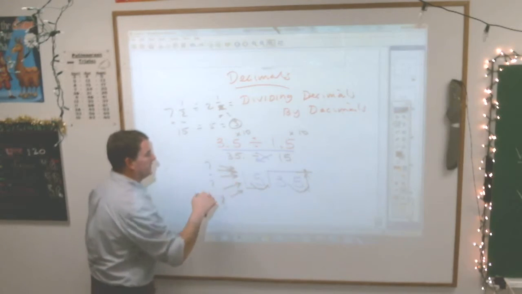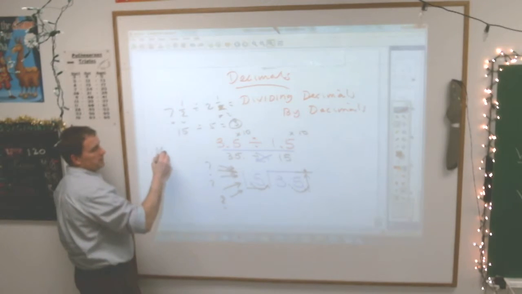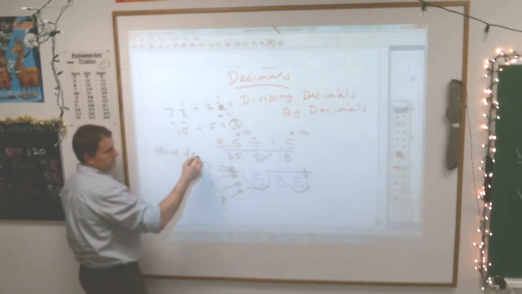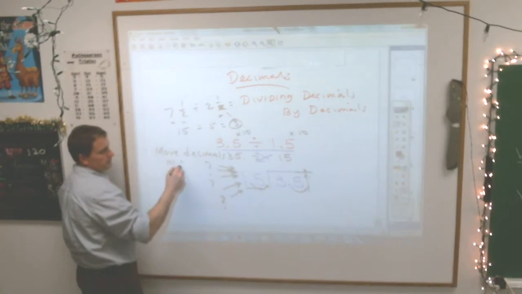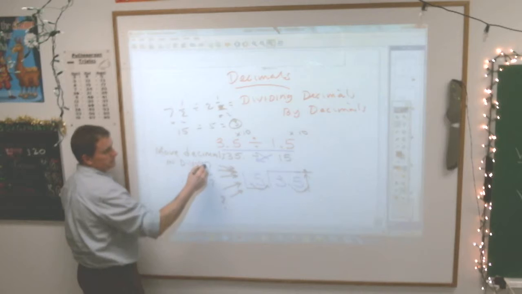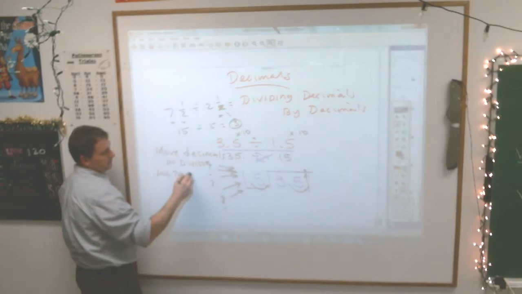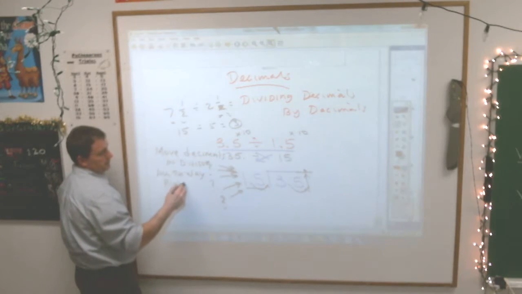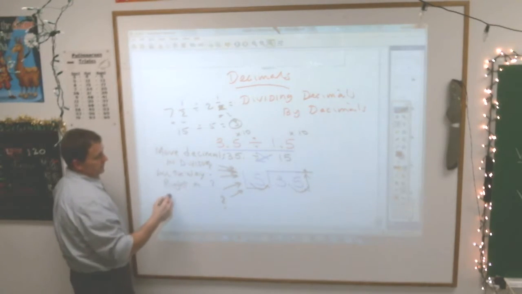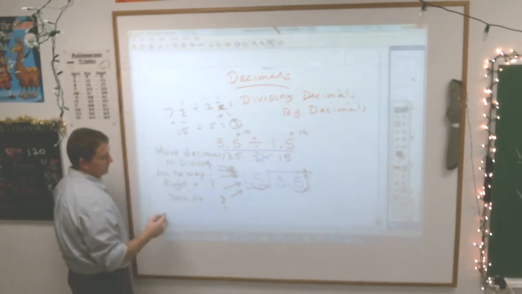Okay, so the rule is this. When you have a decimal in the divisor, you must move the decimal in the divisor all the way right. And then do the same to the dividend. I like those big words, don't you?